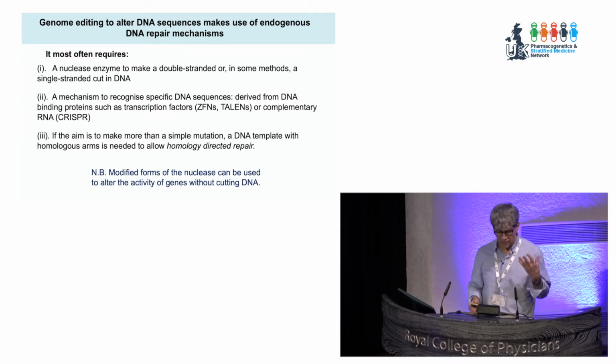And if the aim is to make more than a simple mutation, you also need something like a DNA template with homology arms that's going to allow homology-directed repair. There are some other methods which I will mention which are actually looking very promising as well. You can also have modified forms of the nuclease, for example the Cas9 nuclease, to alter the activity of genes rather than cutting DNA, which is something we need to keep in mind when we're talking about using genome editing approaches to treat diseases.